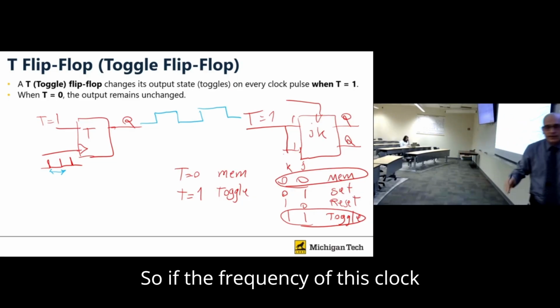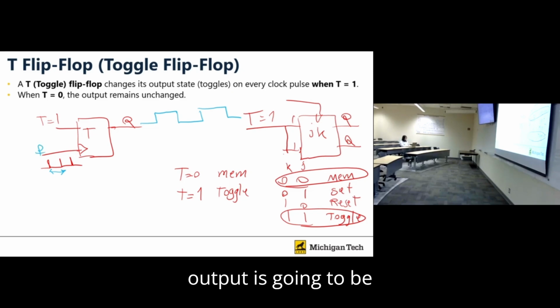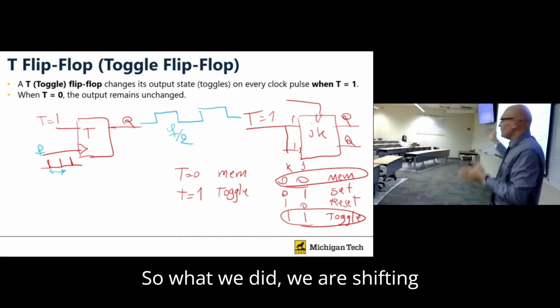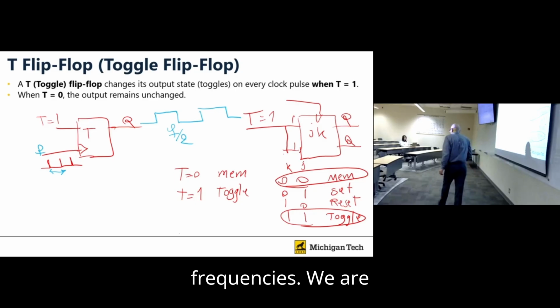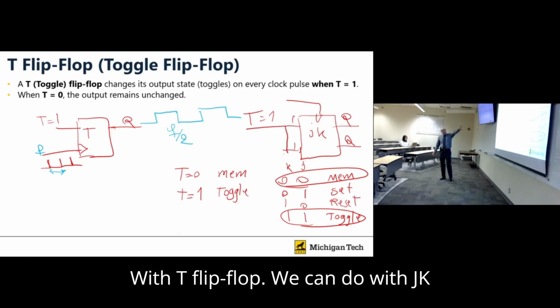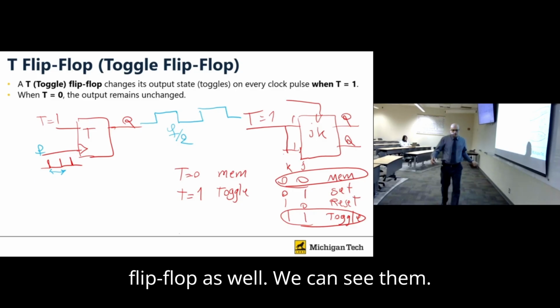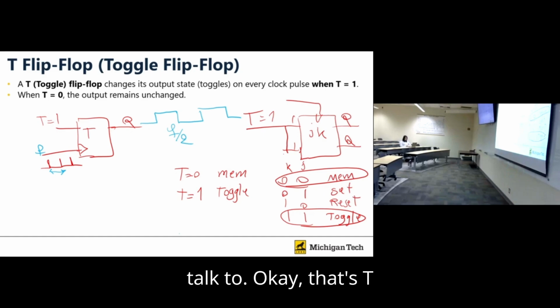So if the frequency of this clock was F, for example, the frequency of this output is going to be F/2. So what we did, we are shifting frequencies. We are actually slowing down the frequency with a T flip-flop. We can do this with a JK flip-flop too. We can do it with a D flip-flop as well. We can see them. That's something that we also want to talk about today.